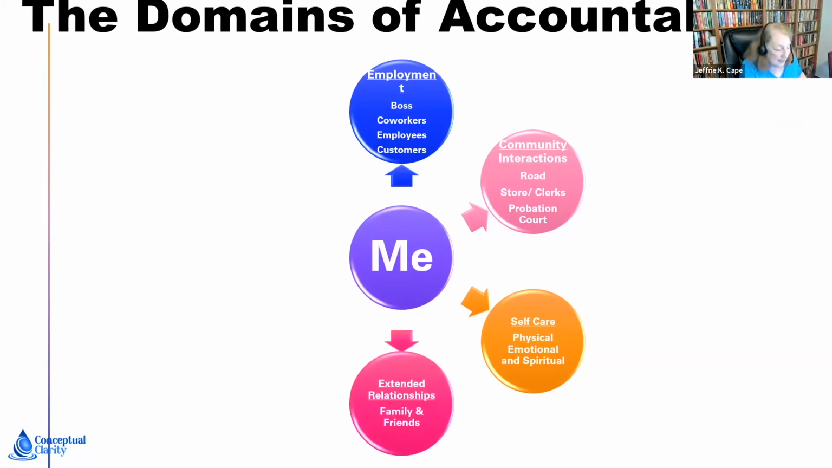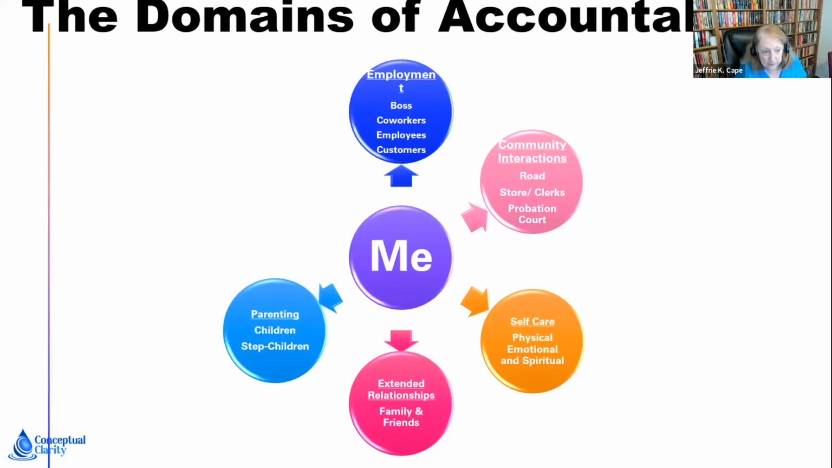Extended relationships. This is family, but the family that it's referring to is parents, grandparents, aunts, uncles, cousins, friends, neighbors, whether you know their name or not. These are people who are a part of your life and your world. Parenting. This includes biological children, whether you live with them or not, whether you pay support, whether you see them or not. Stepchildren, children of partners, same thing, whether they live with you or not.